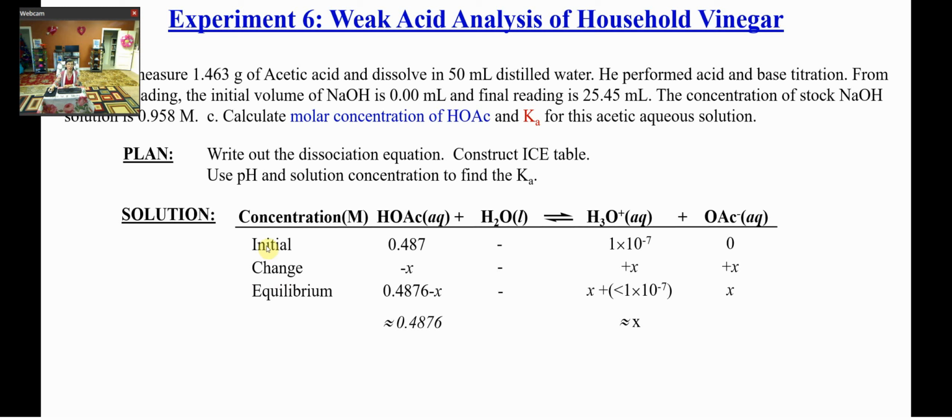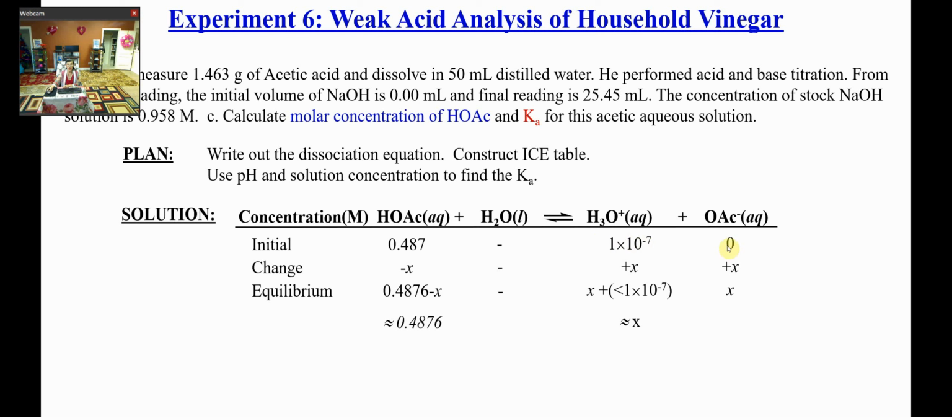You set up your initial, which is what you calculated from your previous example. And then for the change, you assume the change is X. For your reactant it will be negative X, and for your product it will be positive X. Initially, your hydronium is 10 to the negative 7, which results from water auto-ionization. This number turns out to be negligible.